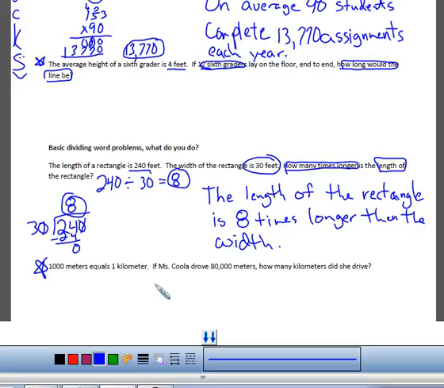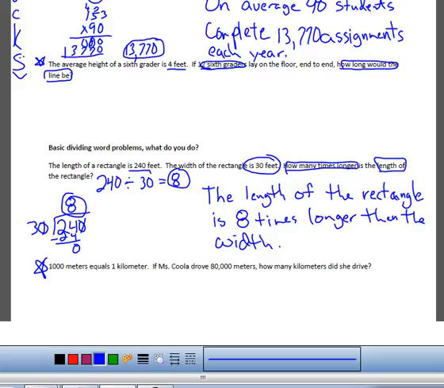It's another division problem. When you divide, remember you can cancel out zeros. That will make this one a little bit easier. You have some big numbers. 1,000 meters equals 1 kilometer. If Miss Kula drove 80,000 meters, how many kilometers did she drive? It's actually a pretty simple problem, but just make sure your final answer is a complete sentence.